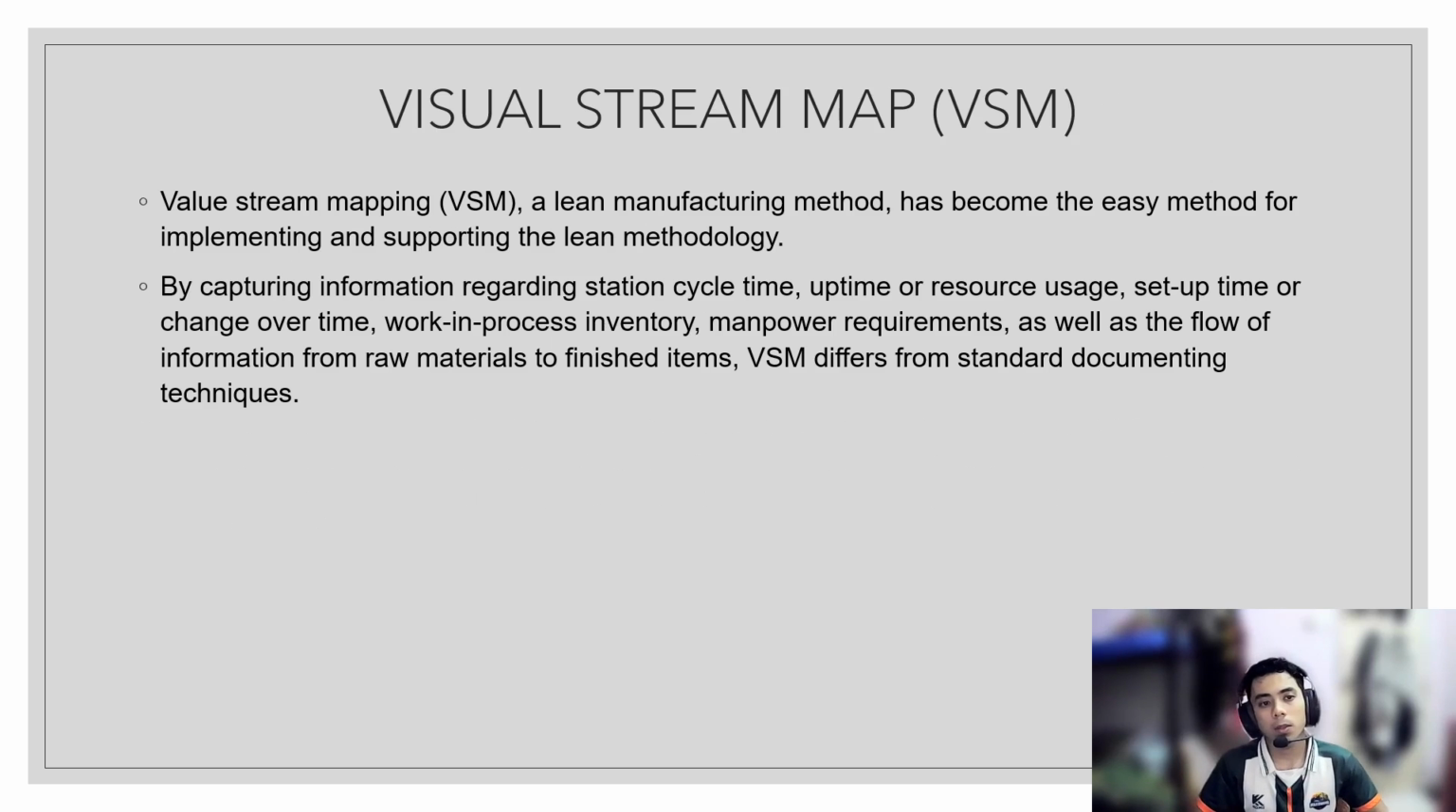And lastly, for LPS and TPS is Value Stream Map (VSM). Value Stream Mapping (VSM), a lean manufacturing method, has become the easy method for implementing and supporting the lean methodology, by capturing information regarding station cycle time, uptime or resource usage, setup time or changeover time, work in process, inventory, manpower requirements, as well as the flow of information from raw materials to finished item. VSM differs from standard documenting techniques.